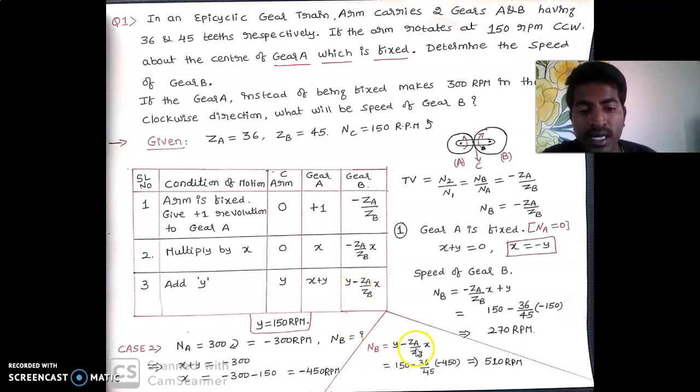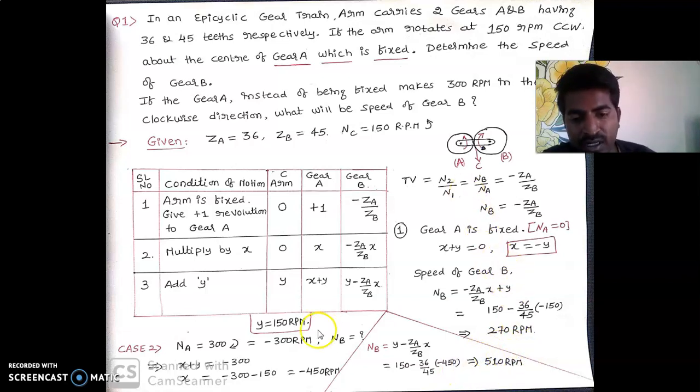Y minus ZA by ZB into x. What is the value of y? Y value is 150. 150 minus ZA by ZB, which is 36 by 45, and x, what is the value of x? Here x is minus 450. So 45 ones are 45, 45 tens are 10 into 36 is 360, and 150. It is plus, right? So this result you will get as 510 RPM.